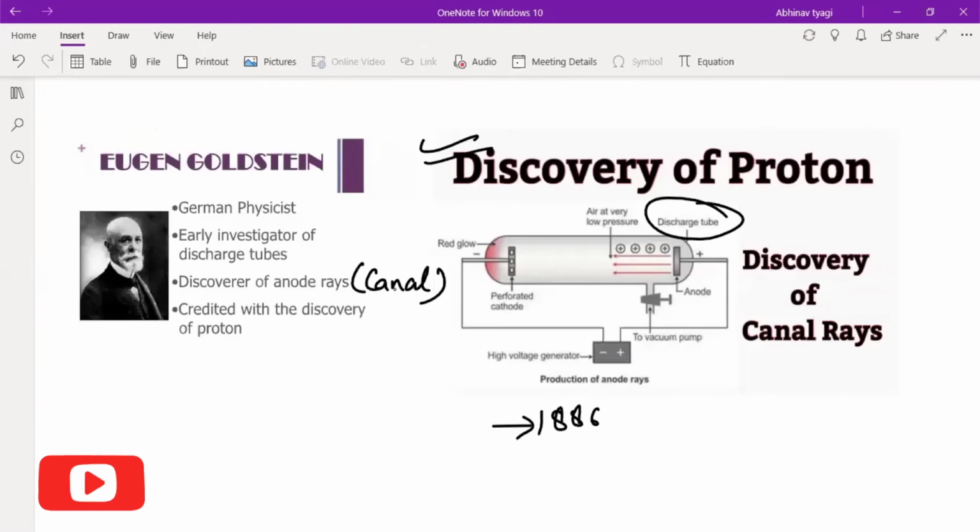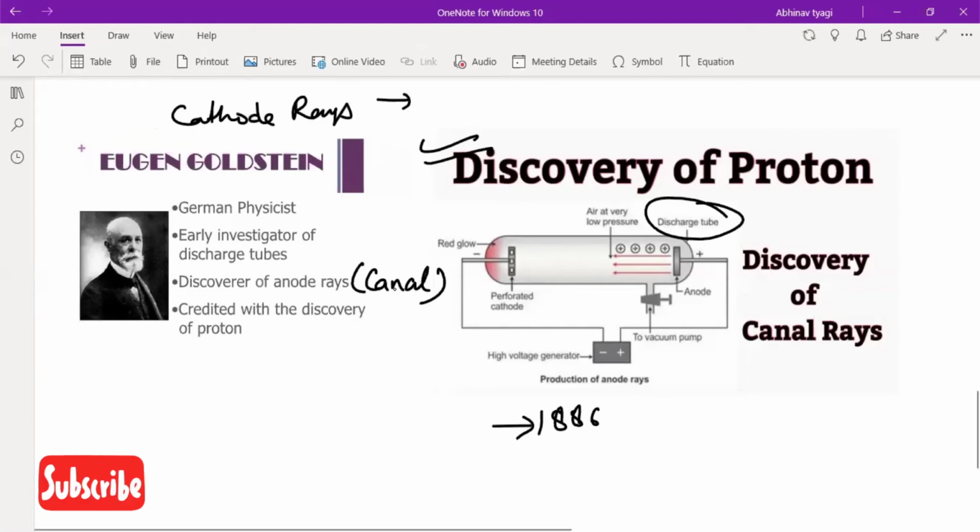Now, dear students, the formation of cathode rays has shown that all atoms contain negatively charged particles, which are called electrons. Now, an atom is electrically neutral, so it must contain some positive charge also, to balance the negative charge of the electron. It has actually been found by experiment that all atoms contain positively charged particles, which are called protons.